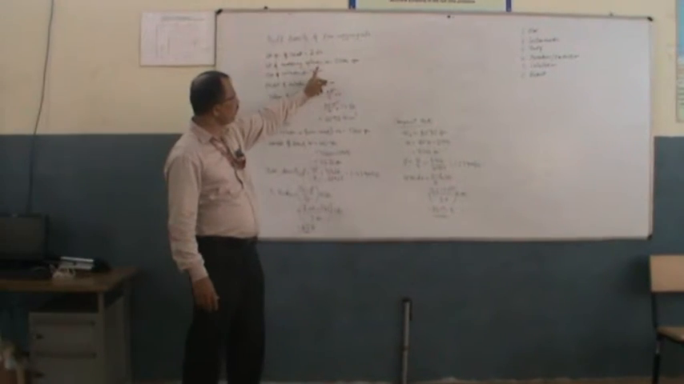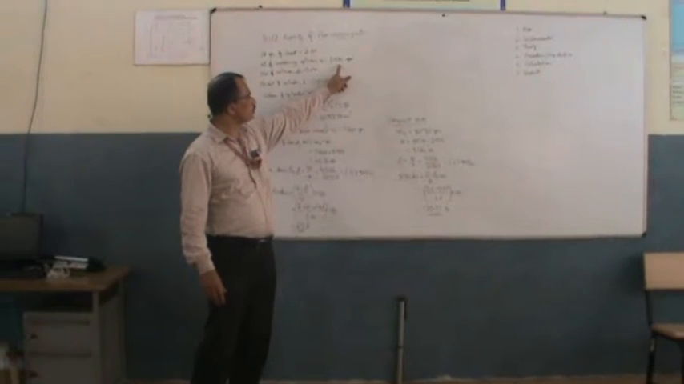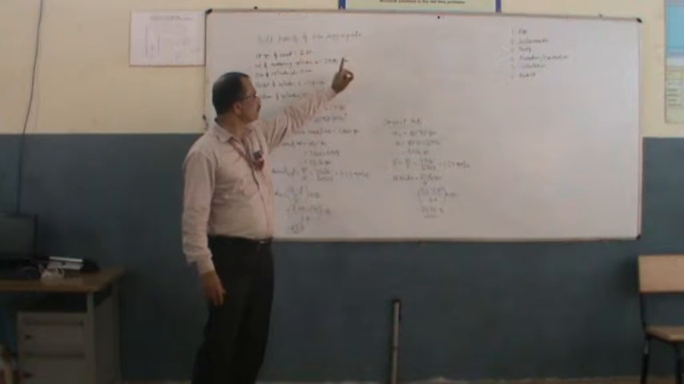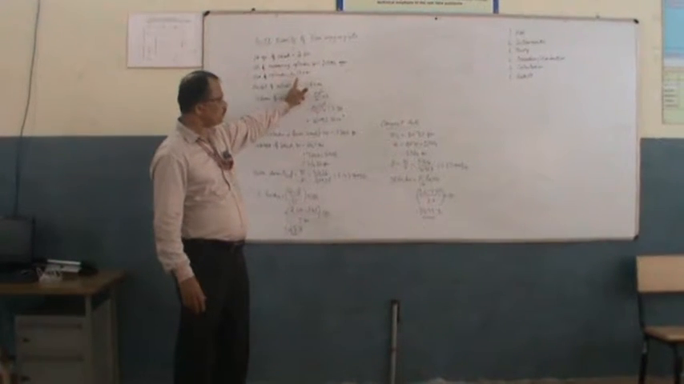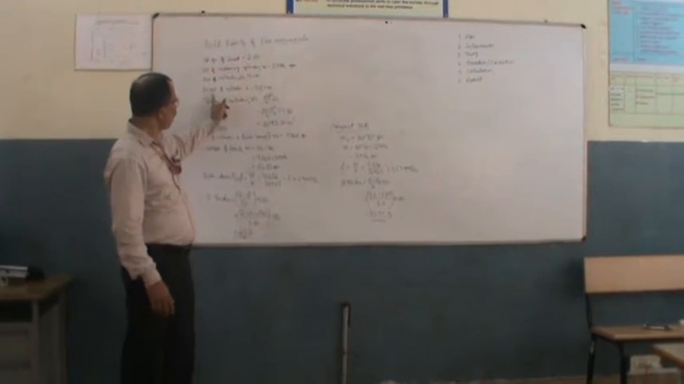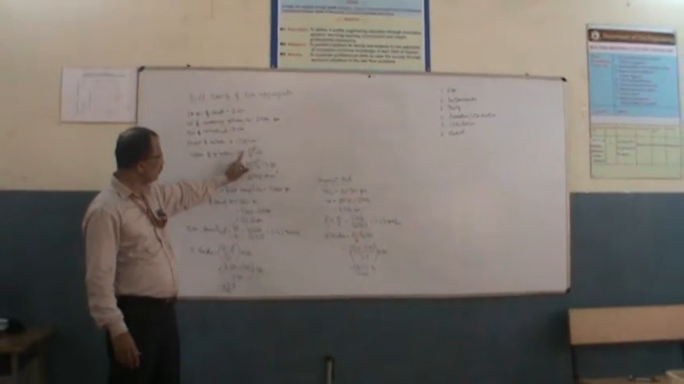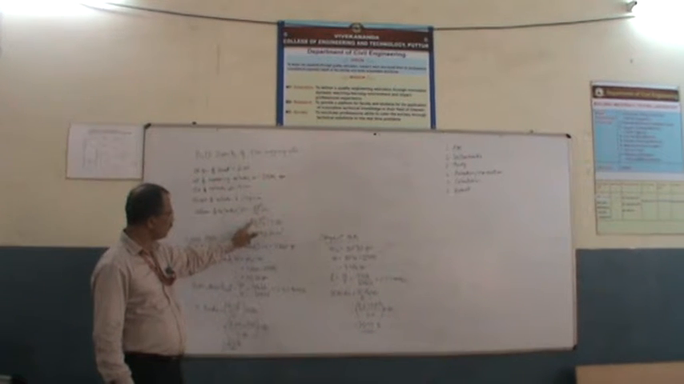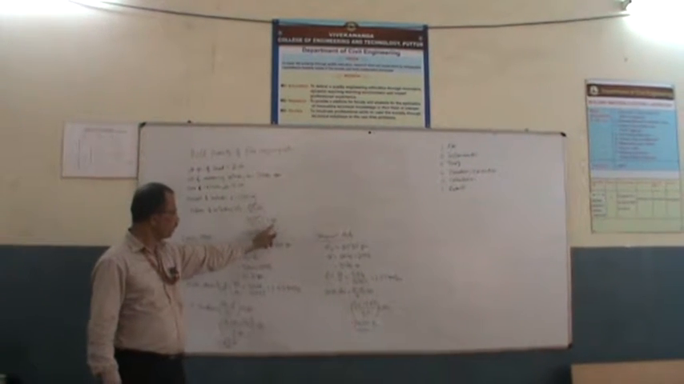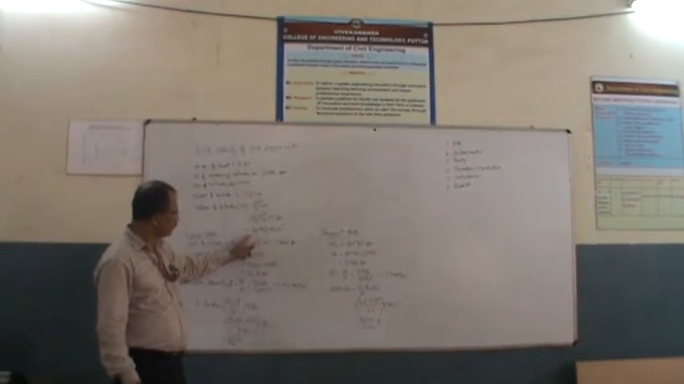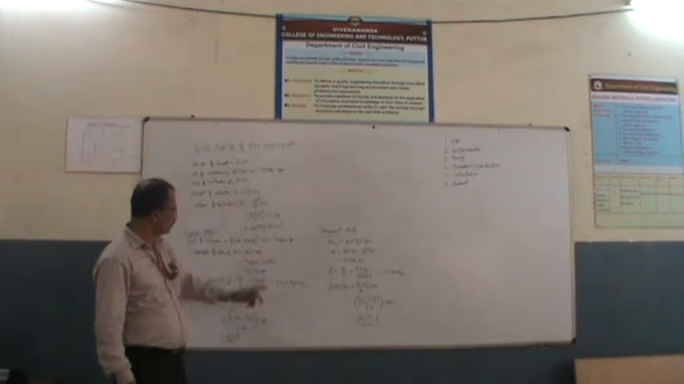Weight of measuring cylinder, the empty weight of the cylinder, is 2904 grams. Diameter of cylinder is 15 centimeter. Height of cylinder is 17.5 centimeter. Therefore, volume of cylinder is equal to pi d square by 4 into h, which gives you pi into diameter square by 4 into height, calculated in centimeter cube, 3092.5 centimeter cube.